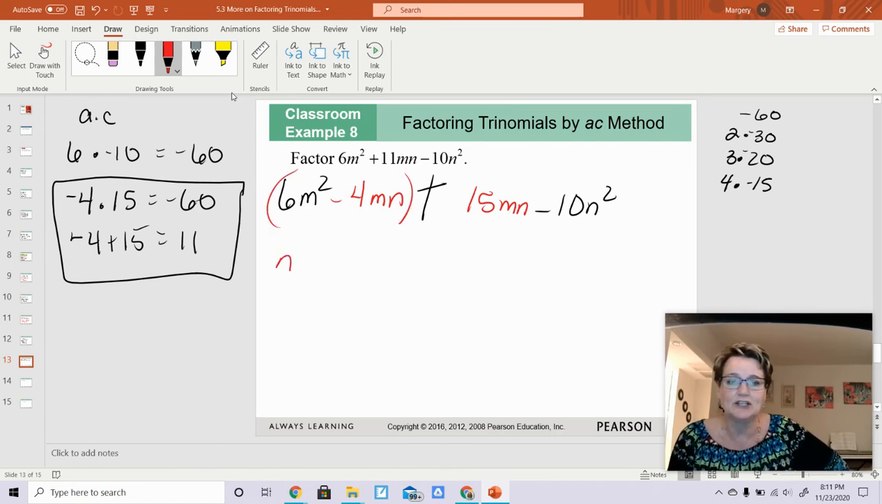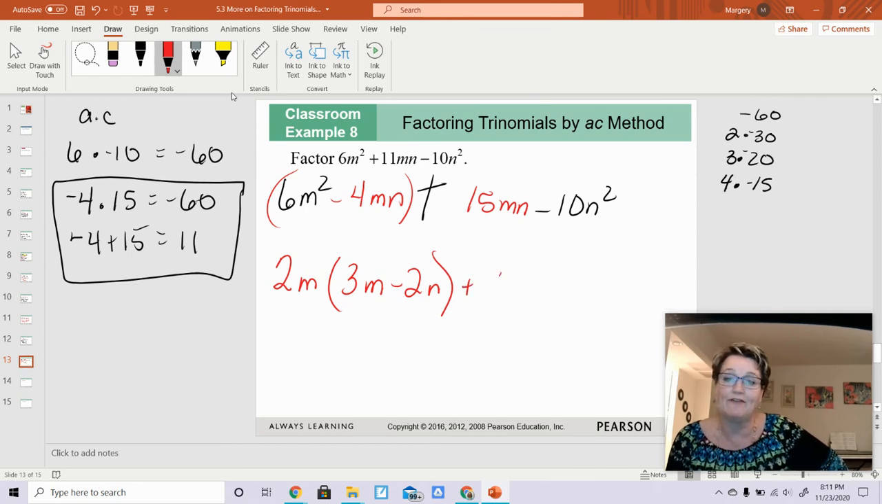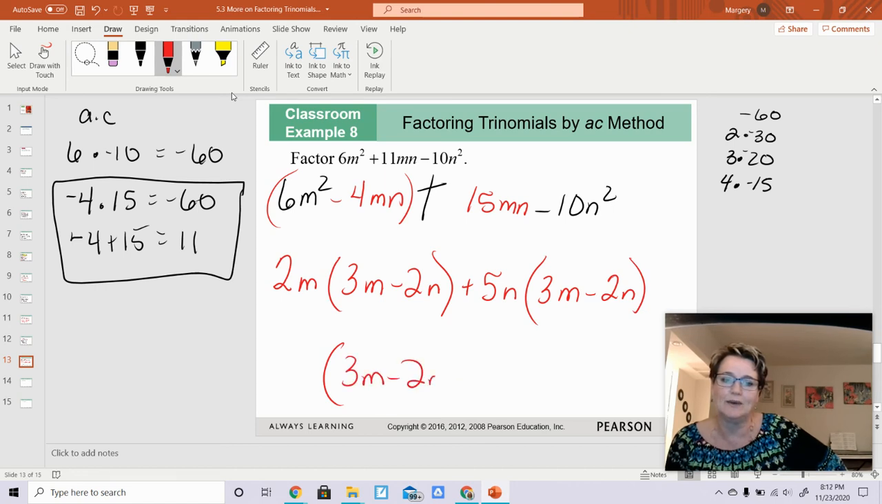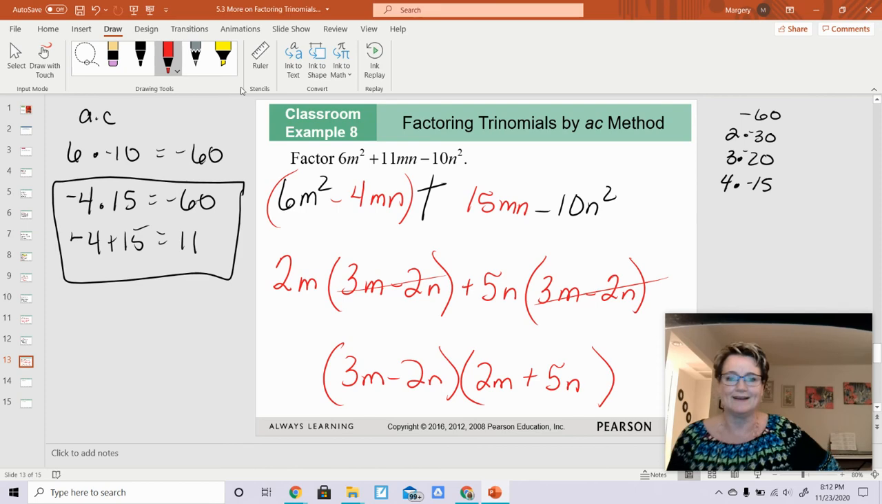These two here share a 2m. That's going to give you 3m minus 2n. These two here share a 5n, and that's going to give you 3m minus 2n. Now they both share a 3m minus 2n, and that cancels out. This gives you 2m, and this gives you 5n, and you're done.